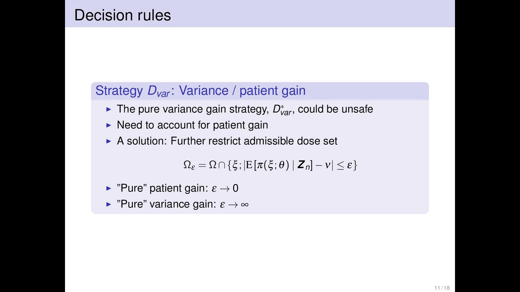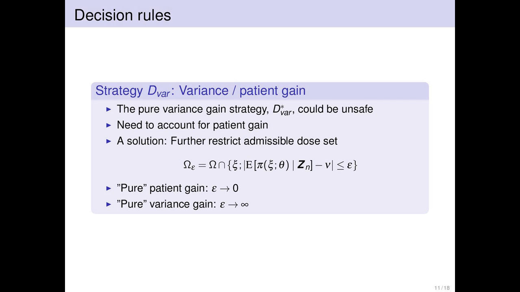So we need to account for the patient gain in that we want our doses to be close to the target toxicity level. So we're going to have a further restricted admissible dose set, which is the original admissible doses using either a non-diagonal or diagonal strategy. But also we need our doses to have a posterior mean probability of toxicity within a tolerance level epsilon of our target level. So this epsilon is a tuning parameter which we specify before the trial begins.